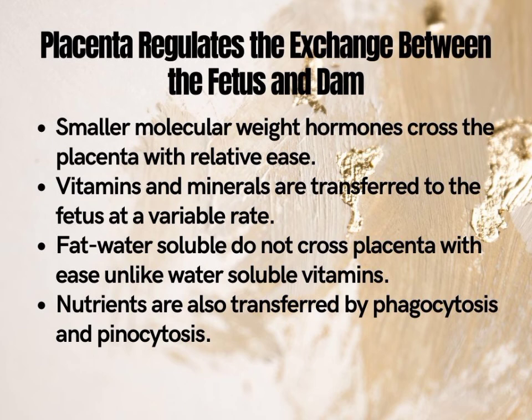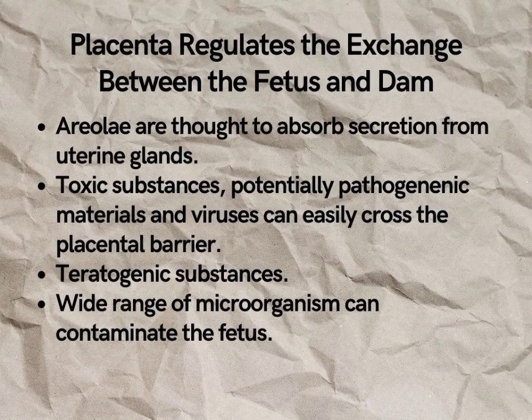Vitamins and minerals are transferred to the fetus at a variable rate, and fat-soluble vitamins do not cross the placenta with ease, unlike water-soluble vitamins. Nutrients are also transferred by phagocytosis and pinocytosis. Areolae from the chorion form over the openings of the uterine glands and are thought to absorb secretions from these glands.